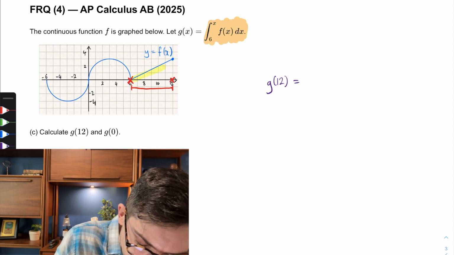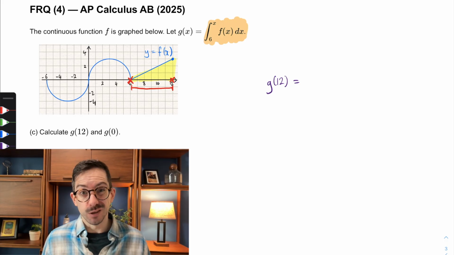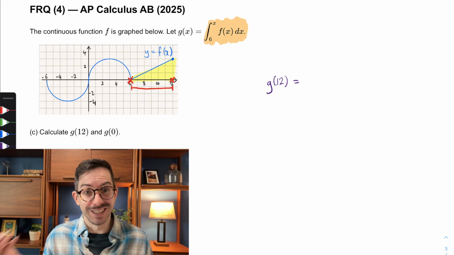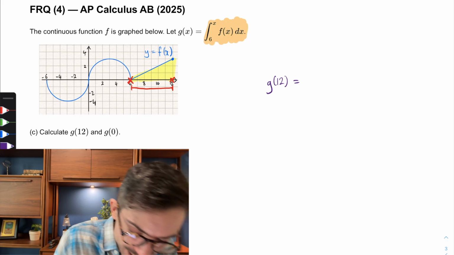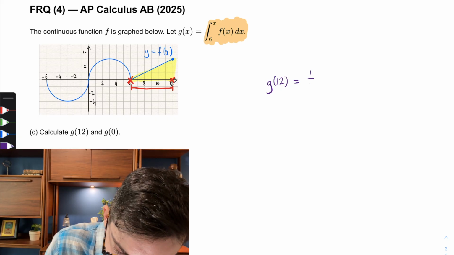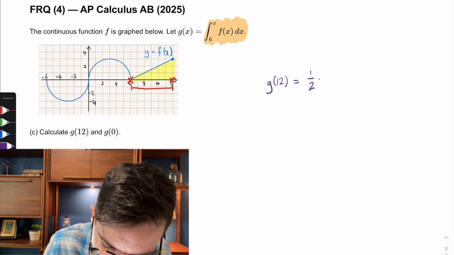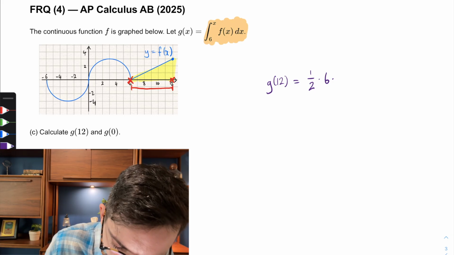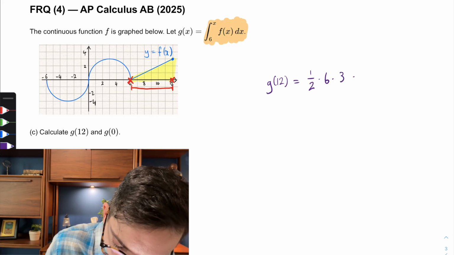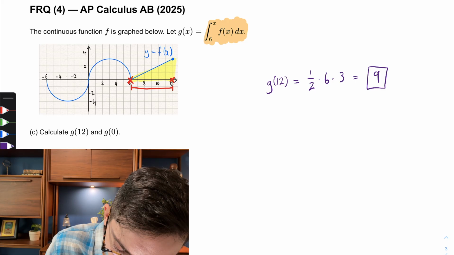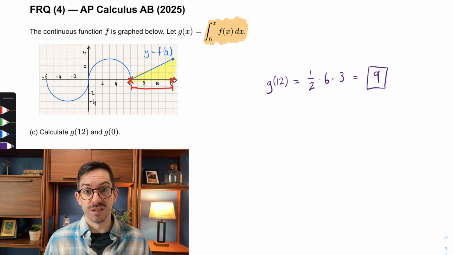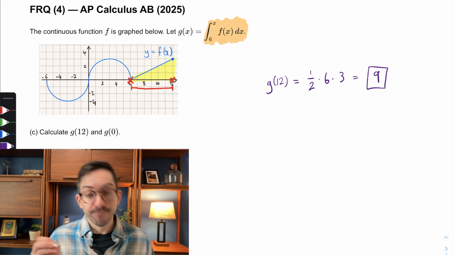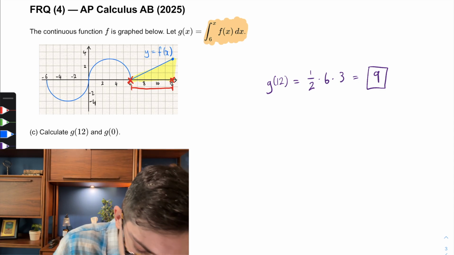So in particular, that is this really nice right triangle. So the area under the curve is the area of that triangle. That is really straightforward. So it's going to be 1/2 times the base, which is 6, times the height, which is 3. And so my value of g of 12 is just 9. Let's look at g of 0 now.